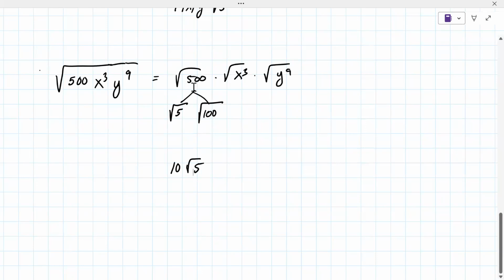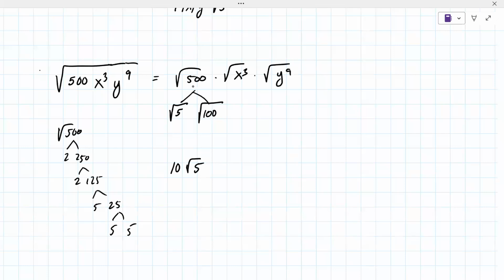Right, because it gets tiring to do this tree here of 2 and 250, 2 and 125, and then you got to do 5 and 25. It can get messy. But that's up to you. Depends how much time you want to spend on these. And without seeing problems, I don't really know.